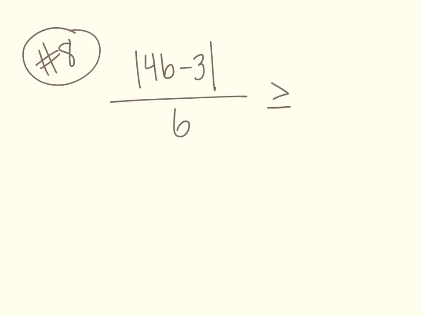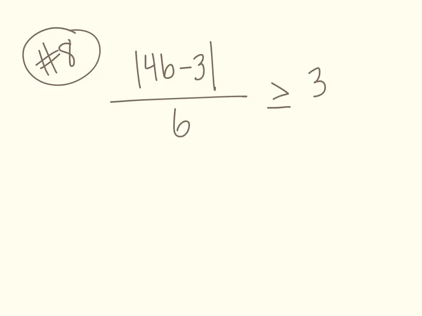So again, get the absolute value part by itself. This one's a little tricky because it's a fraction, but you start with the absolute value of 4b minus 3, that absolute value is over 6. That whole fraction is greater than or equal to 3. So here, the absolute value, 4b minus 3, is the part you're trying to get by itself, and it's over 6. It's being divided by 6.